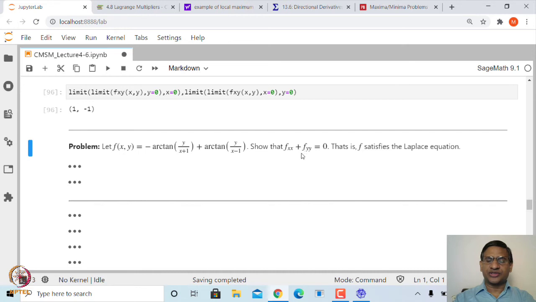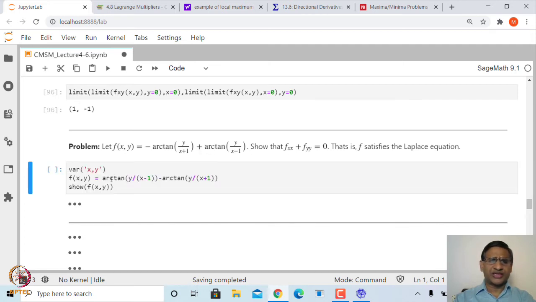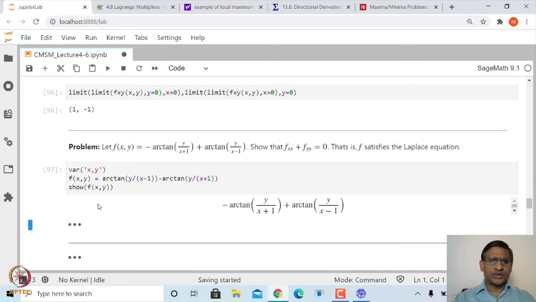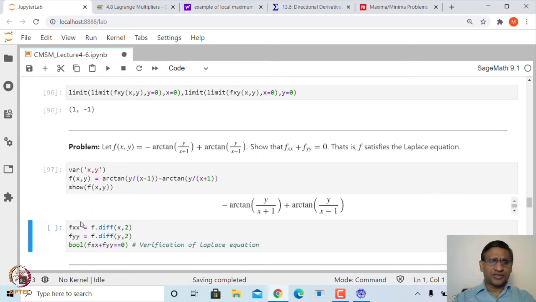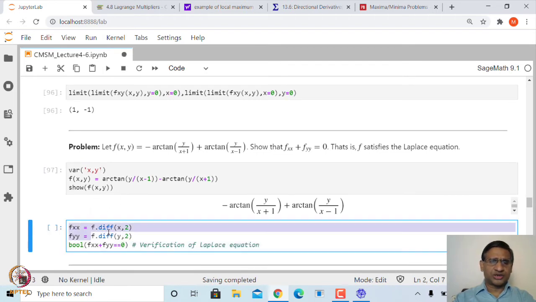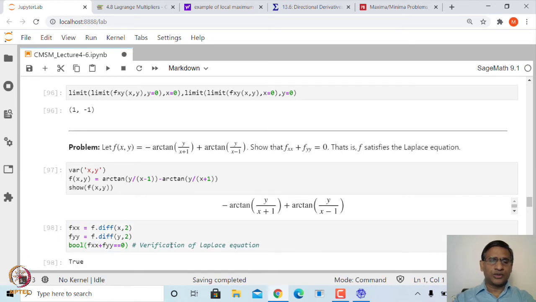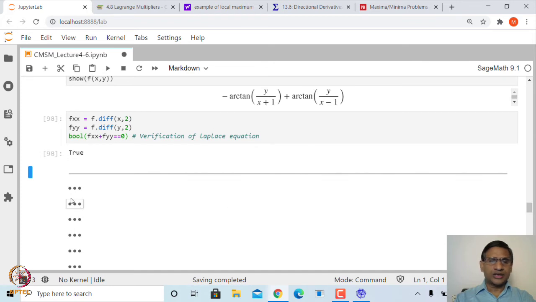This is a second order partial differential equation, a homogeneous second order partial differential equation. So this is a solution of this. Verifying this is quite easy. So first define the function, and then define the second order partial derivative of f with respect to x and y, and then add these two and equate it to 0 and say bool equal to bool. This is the verification. So that's fairly simple, right?